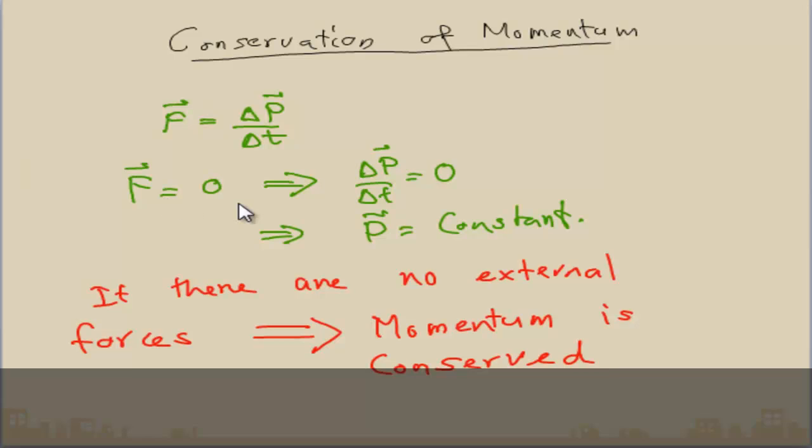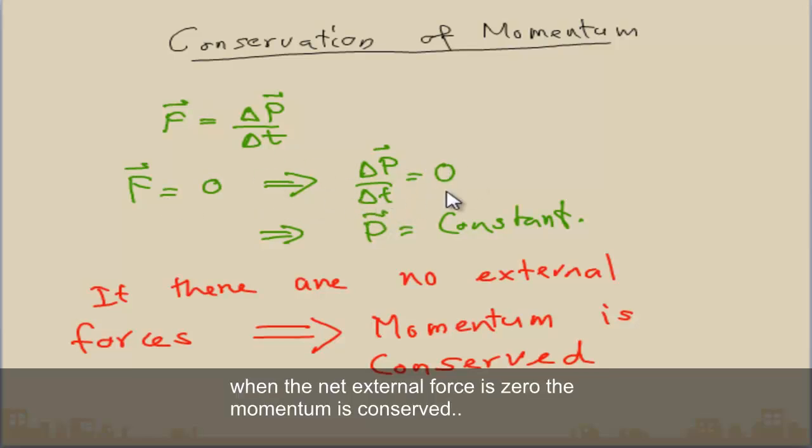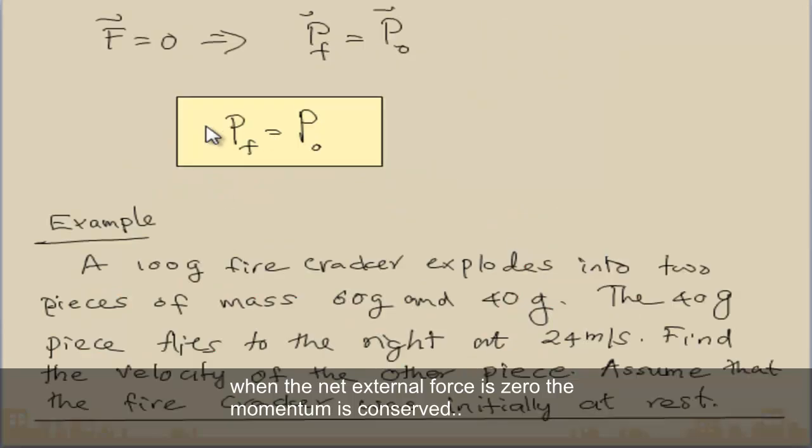Now consider a situation when the average force, or the net force, is 0. When the net force is 0, it means this delta p over delta t is 0. That means no change in the momentum, or momentum is constant. So we can say that if there are no external forces, momentum is conserved. This is called the conservation of momentum. As an equation, we can write p final equals p initial.